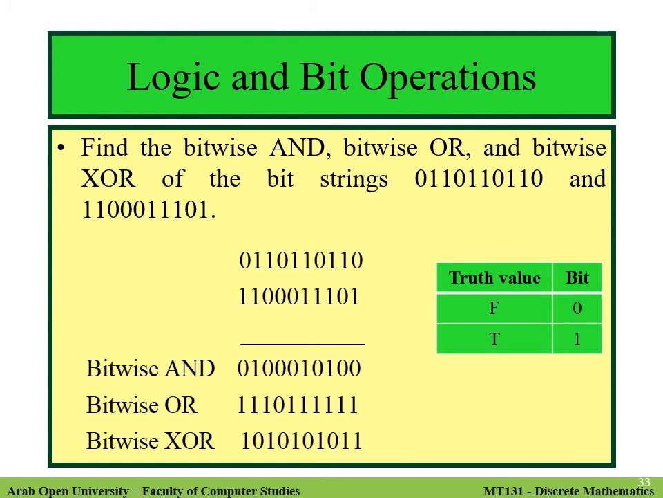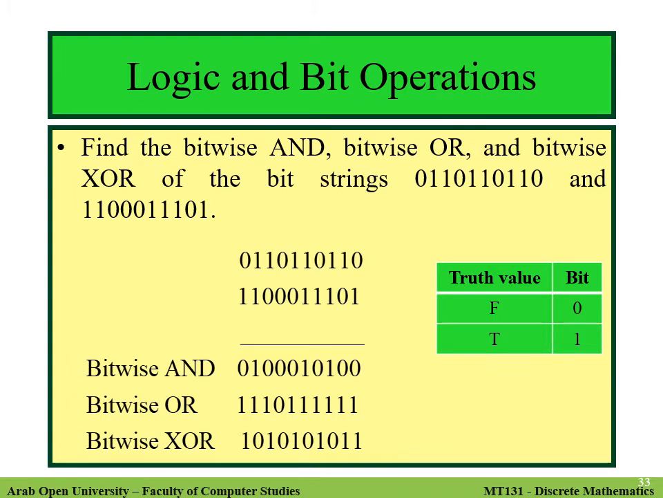For the AND operation, take 0, this is the first digit from the first string, with 1, 0 and 1, so this is like false and true, so the result will be 0. Next column, take 1 and 1, this is like true and true, you get 1. 1 and 0 is 0. 0 and 0 is 0. You do this to every pair.